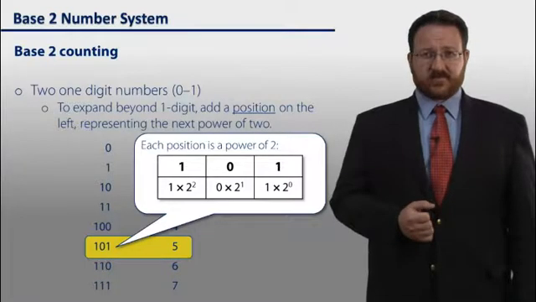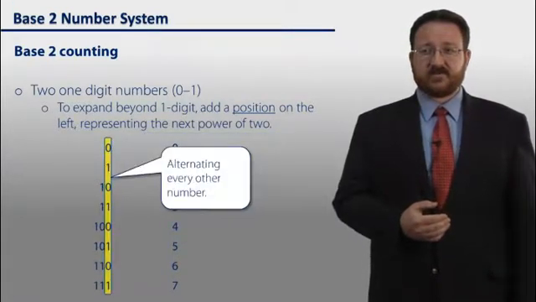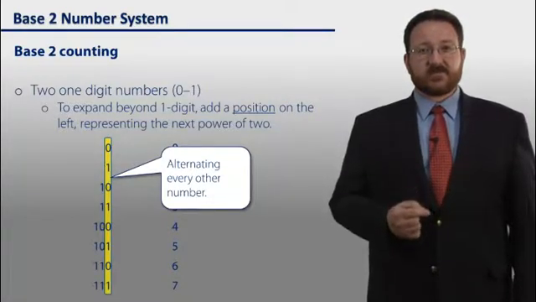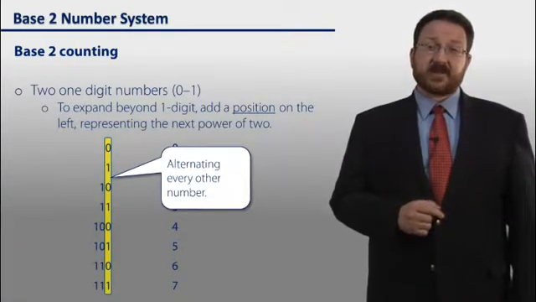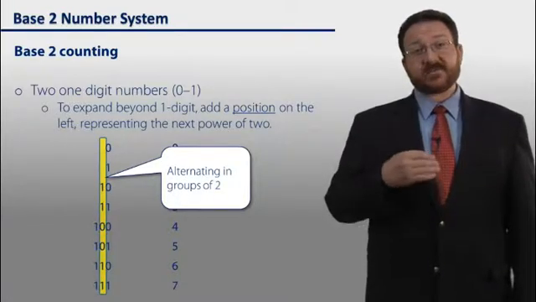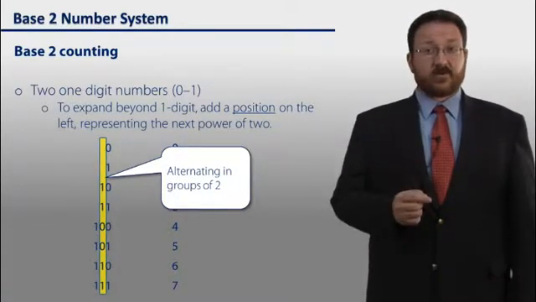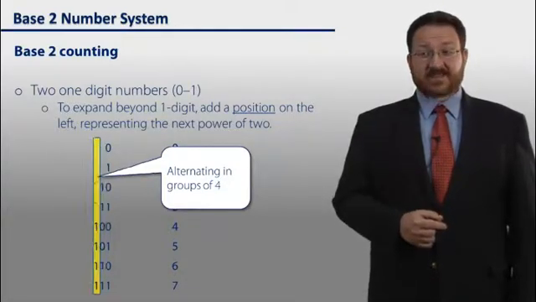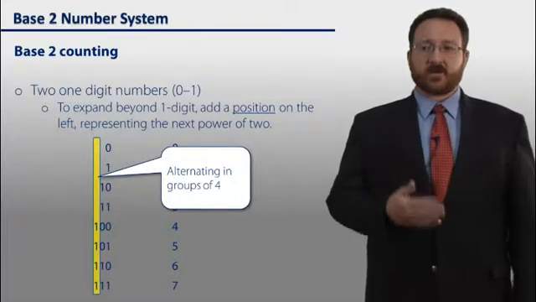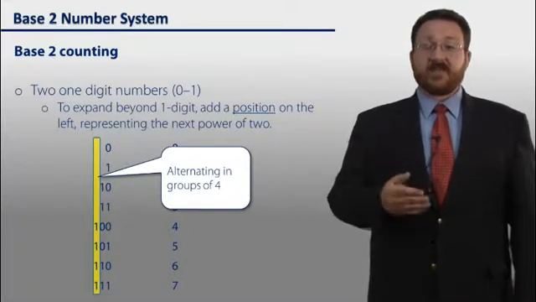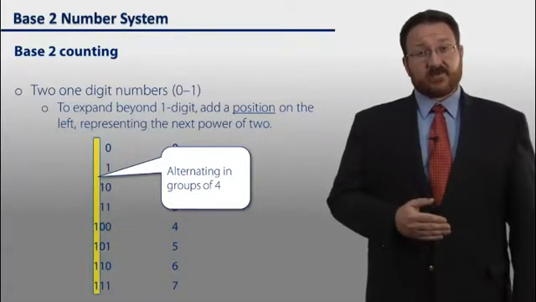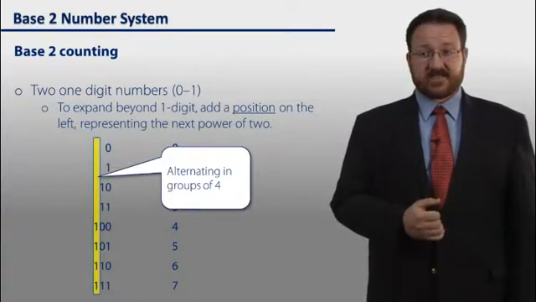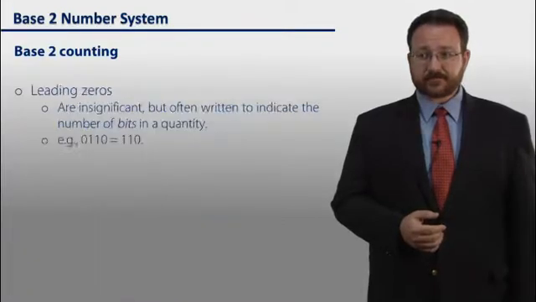Let's look at some of the patterns that we see in the columns as we count in base 2. The first column alternates every other number: 0, 1, 0, 1, 0, 1. If we look at the next column, notice that they alternate in groupings of 2. So 0, 0 in the first one, then 1, 1, then 0, 0, then 1, 1. In the next column, we alternate in groups of 4: 4 zeros, and then 4 ones. The next column, if we added it over, would alternate in groups of 8, and the next column in groups of 16. These are all powers of 2.